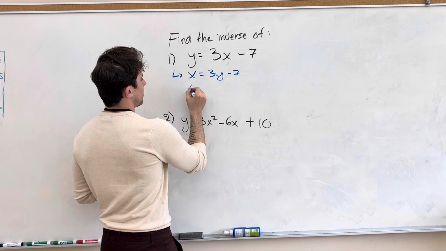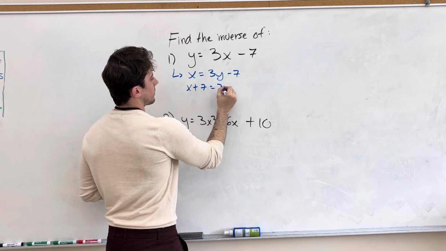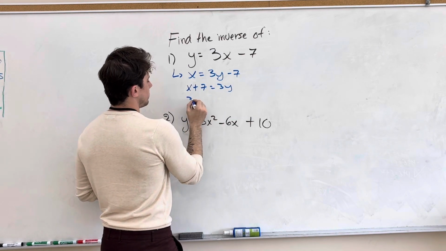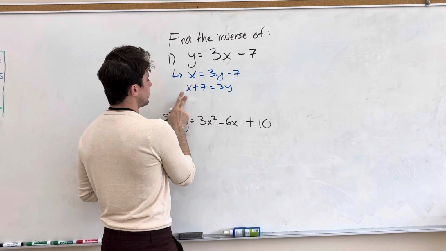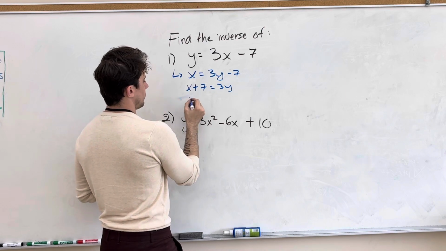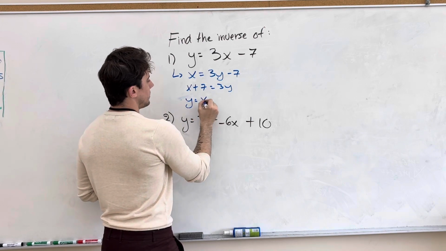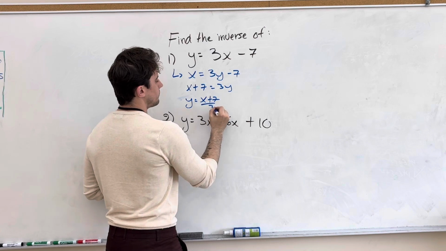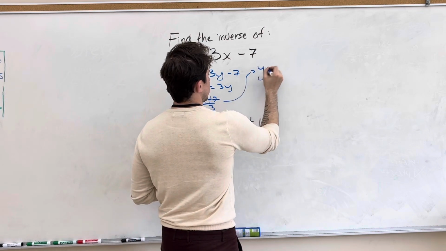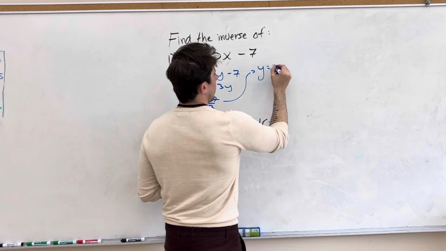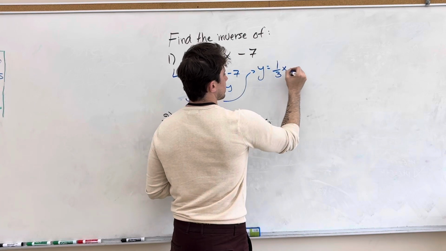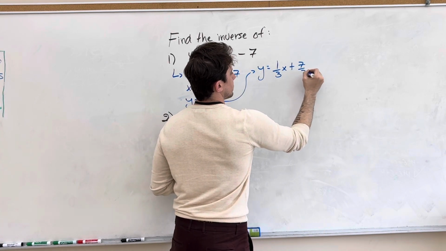And so that means we have x plus 7 is equal to 3y, meaning that, well, we can divide by 3 now. And so let's say y is equal to (x plus 7) over 3. And that means that written in slope-intercept form, y is equal to 1/3 x plus 7/3.